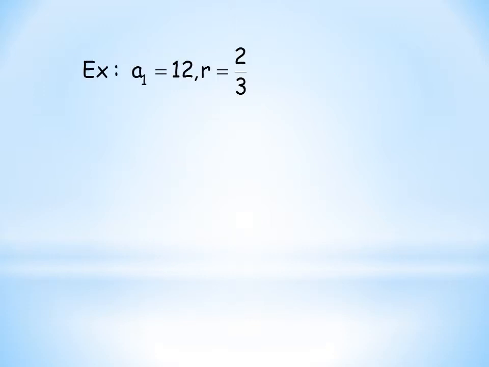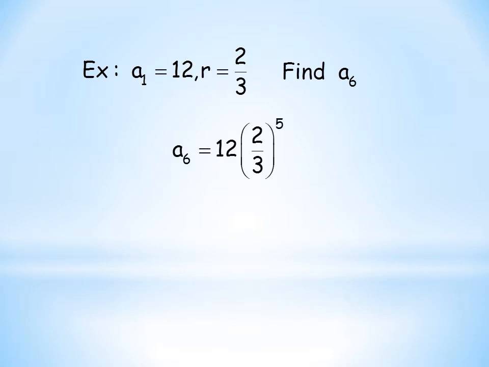It can also give you an example by just giving you the first term and the common ratio, and it asks you to find a6. Well, if you're trying to find a6, that means there would be 6 terms. The first term is 12, the common ratio is 2/3, n minus 1 therefore would be 5. And you can just put this in your calculator and use your fraction button to leave your answer as a reduced fraction.